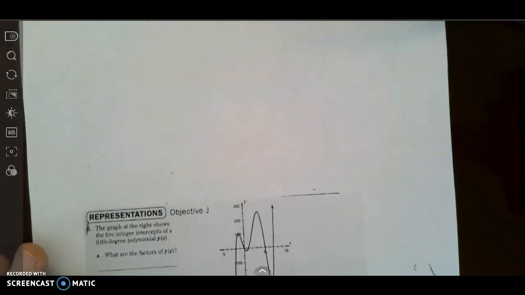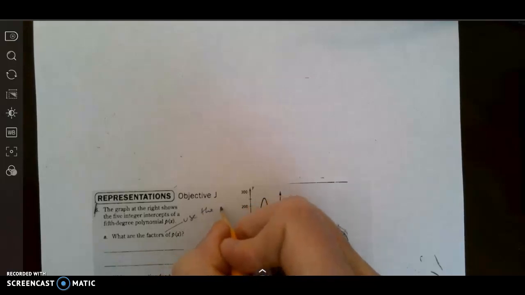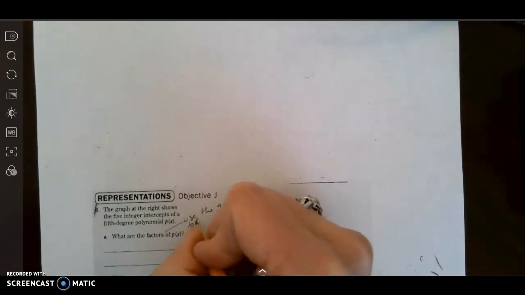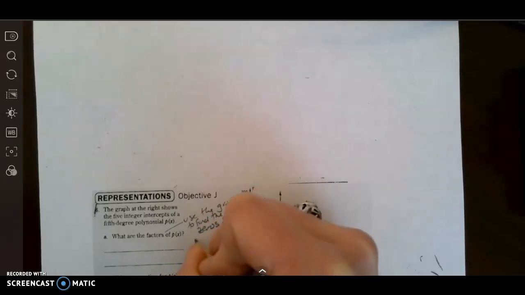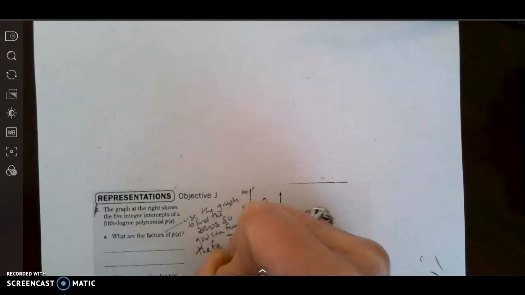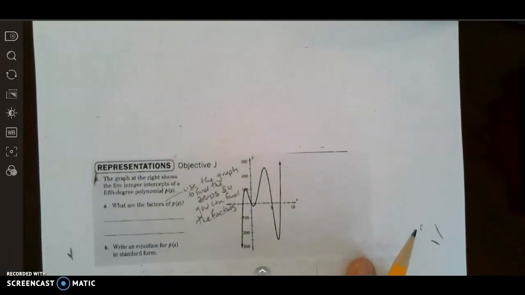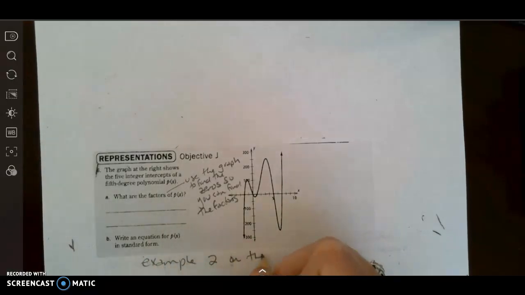And then number 6, you will be able to use the graph. You don't have an equation, so you're going to have to look at the graph, and they're all on exact points. Use the graph to find the zeros first, so you can find the factors. And then when you're asked to write the equation, well, that's just like example 2 on the second page of our notes.